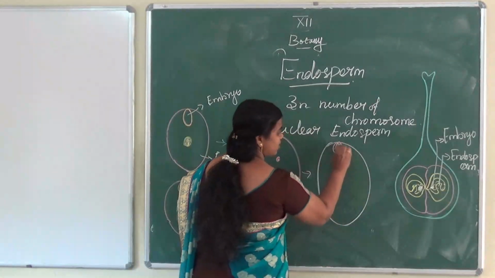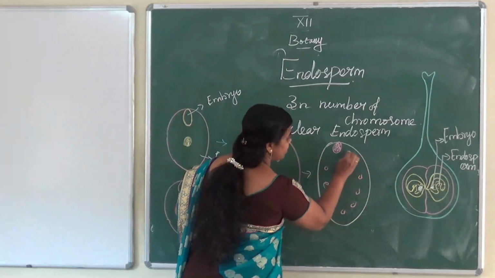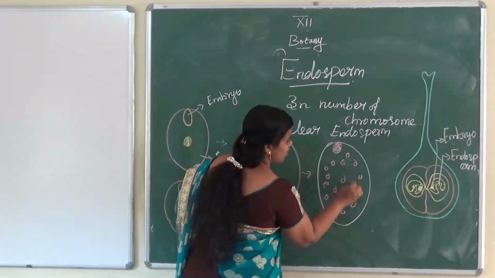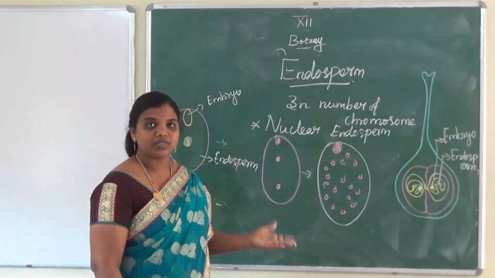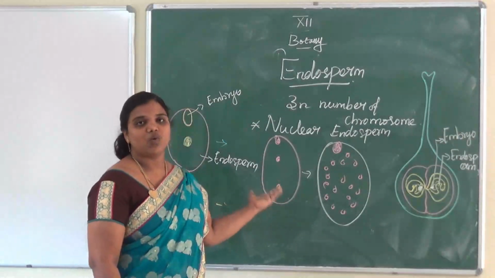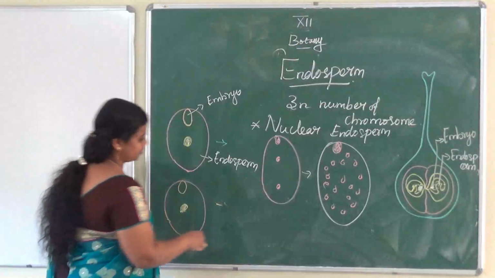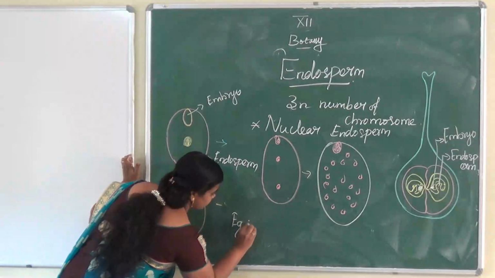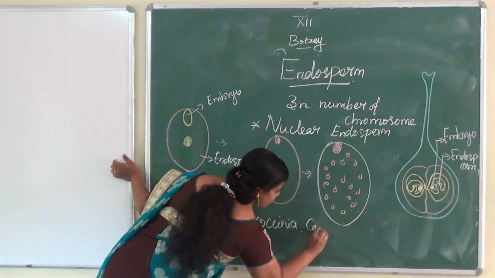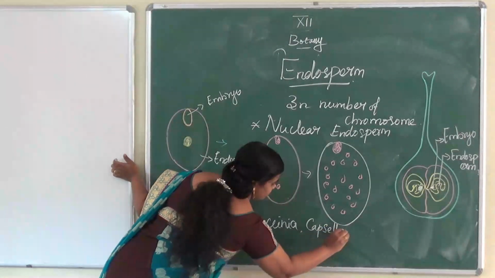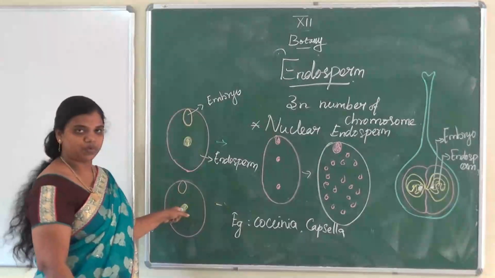in the embryo sac, and endosperm nuclei are formed by several divisions. At a later stage, in some plants, wall formation occurs. Example, Coccinea and Capsella. This is nuclear endosperm.